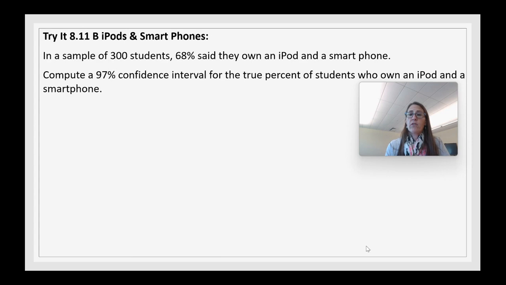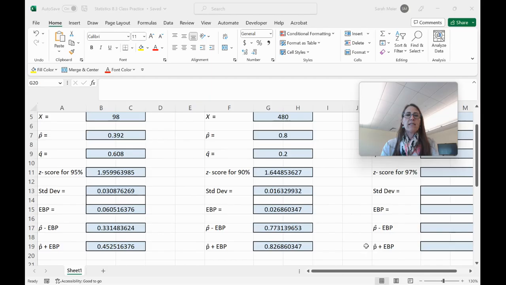In a sample of 300 students, 68% said they own an iPod and a smartphone. We're going to compute a 97% confidence interval for the true percent of students who own an iPod and a smartphone. So our sample size is 300.